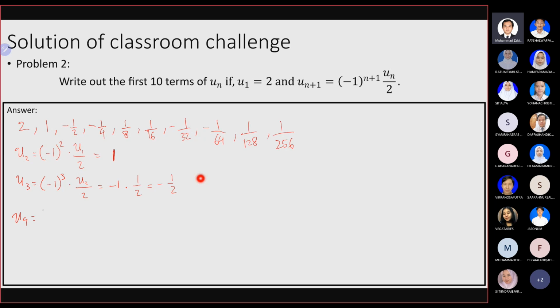U4 is minus 1 power 4 times U3 over 2. So this is 1 times minus half over 2. This is minus 1/4 and so on. Ini masih mudah ya.